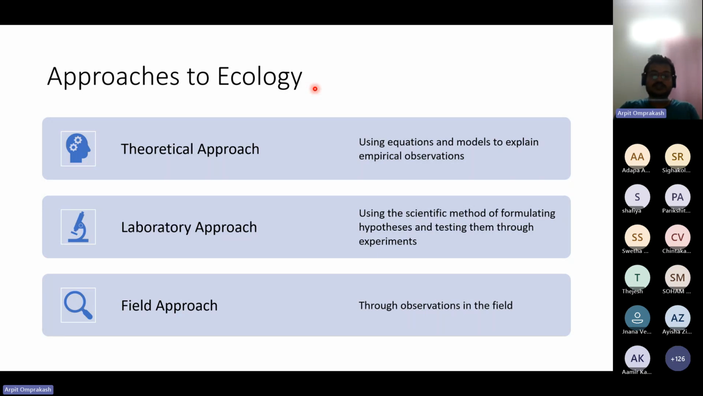And the third one is the field approach, where we go out into the wild, into different habitats and places, such as forests or grasslands. And there we just observe different species of animals and see their interactions, and that's how we learn more about them. And that's how we form hypotheses or think about what might be happening in the world. That's the third approach to ecology.